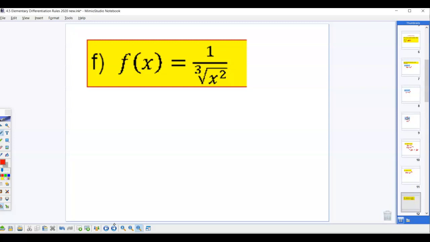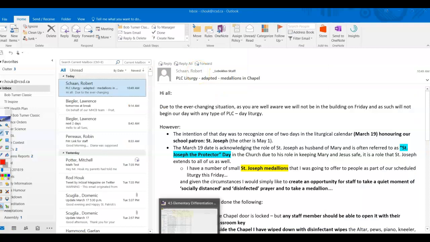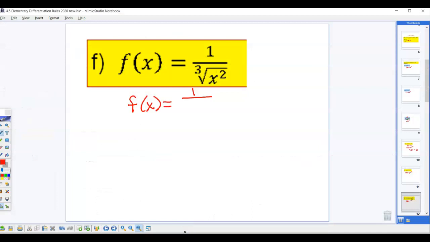If we have something like 1 over the cube root of x squared, again, the first thing I need to do is write it in a derivative-friendly form. So I'm going to rewrite the cube root of x squared as a fractional exponent. So that would be x raised to the 2/3. And then I'm going to move that 2/3 up to the top to become -2/3. Now I have it in a derivative-friendly fashion, so I'm going to be working with this form right here.